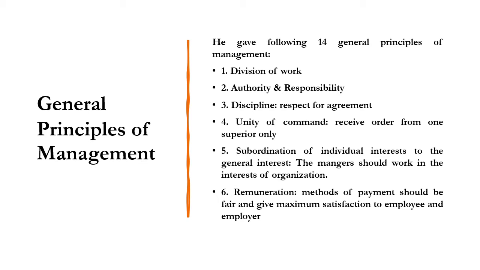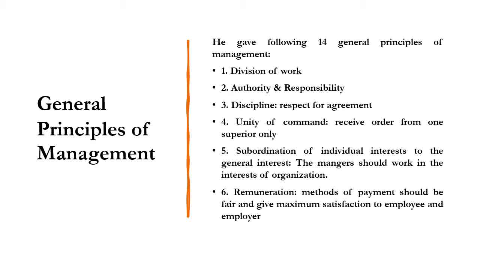Then authority and responsibility. Ultimately there must be some kind of authority. There must be a CEO and he must be responsible for his acts in the organization. Then discipline, respect for the agreement. There must be proper rules and regulations in the industry or in the organization, and it is the responsibility of the workers of the organization to follow those rules and regulations. It is the responsibility of each employee of the company to follow the rules and regulations which are identified by the industry or by the company or by the organization.